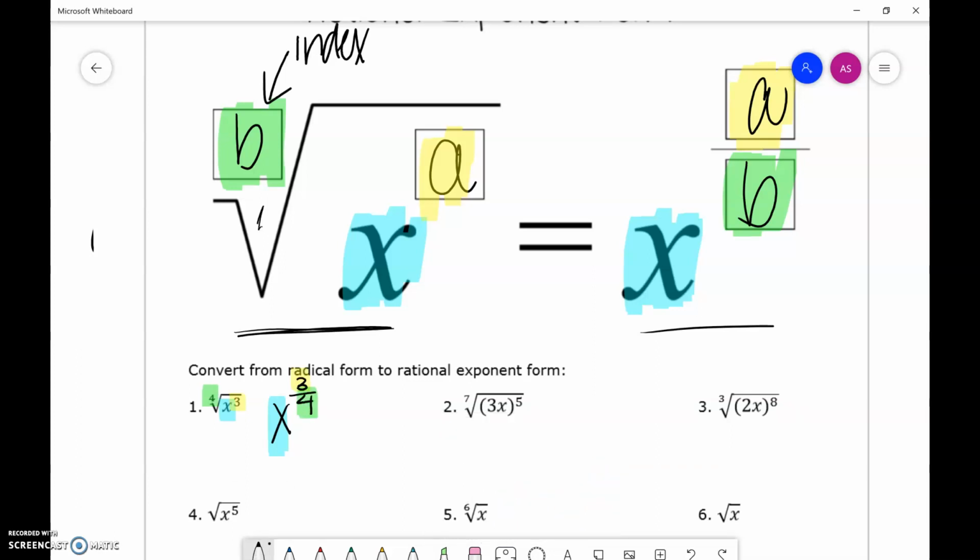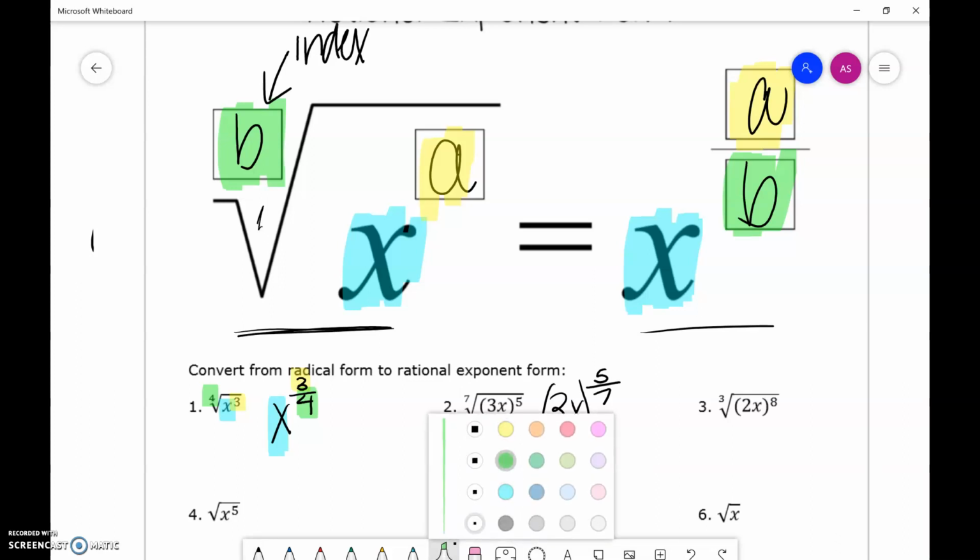All right, so this next one is the 7th root of 3x to the 5th. Okay, so my answer, that 3x is going to come out as my base. The 5 is going to be my numerator, and the 7 will be my denominator. Also, since this started off in parentheses, we want to keep that in parentheses. Okay, so my answer is 3x to the 5/7 power. Okay, let me keep the same colors here. So this is my base, this is here, and this is here.